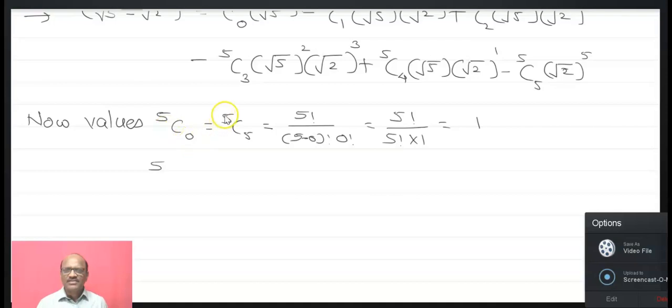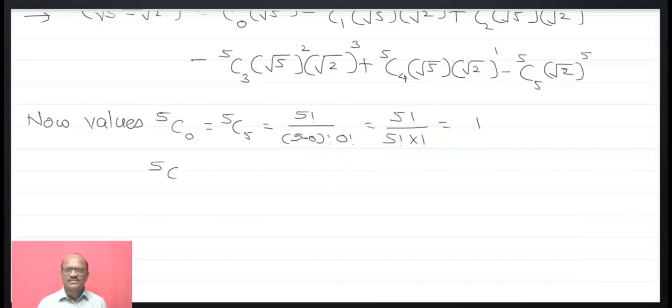That is, 5c0 is equal to 5c5, that is 5 factorial upon (5 minus 0) factorial into 0 factorial. 5 factorial upon 5 factorial into 1, that is equal to 1. This is the value of 5c0 and 5c5, that is equal to 1.